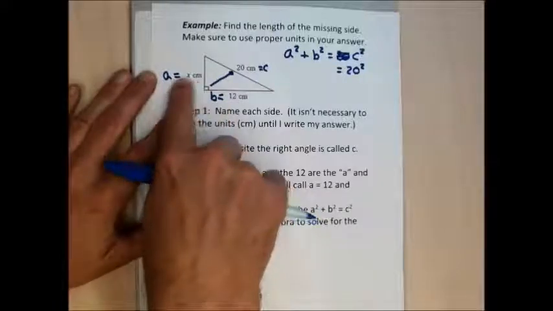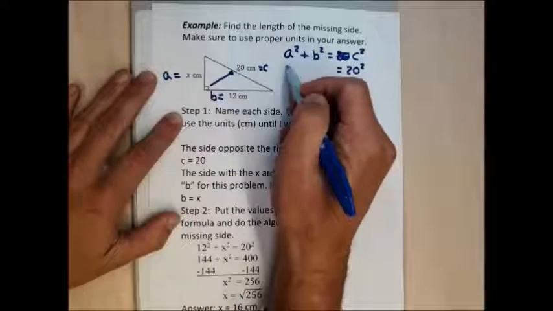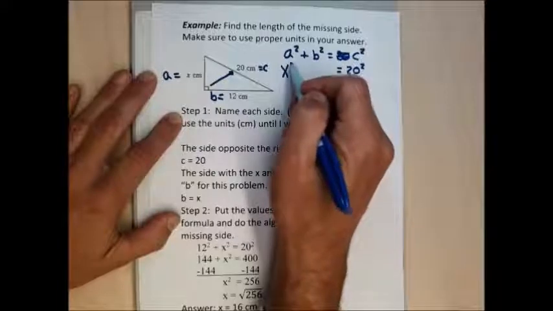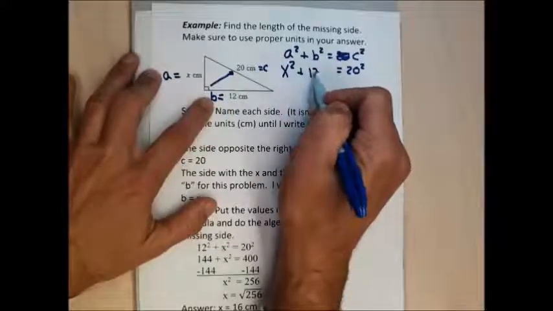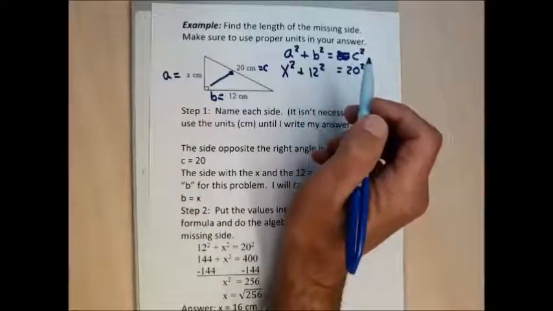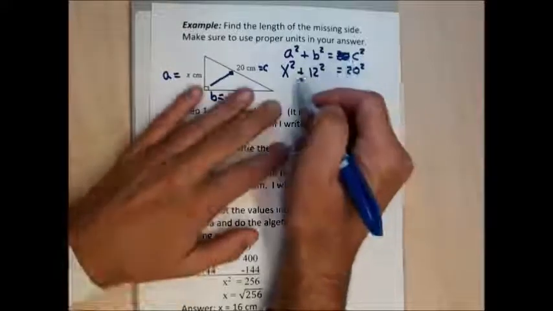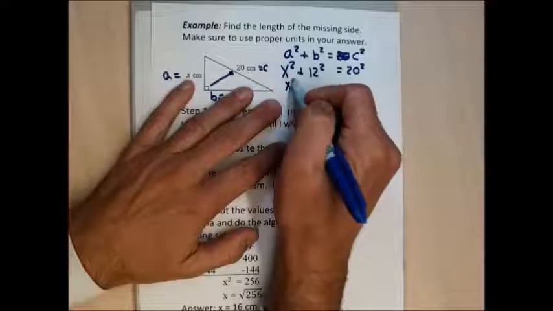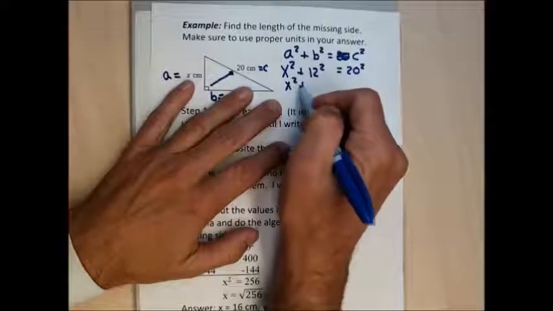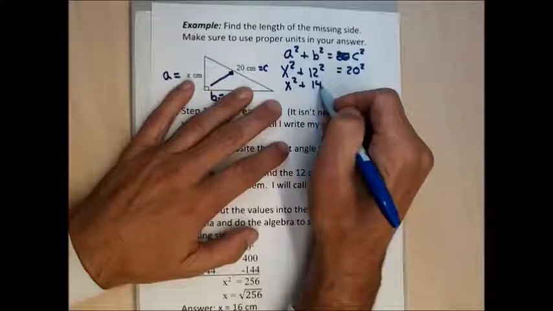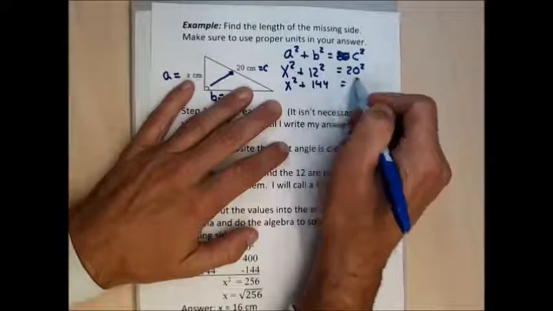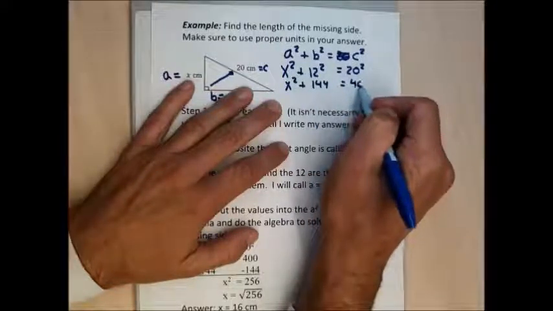So I'm going to call the A x centimeters, and so I'm going to plug an x in for the A and a 12 in for the B. This is a formula that I'm going to need to solve for x. I'm going to do some work in my head that you might need your calculator for. 12 squared is 12 times 12, which is 144. 20 squared is 20 times 20, which is 400.